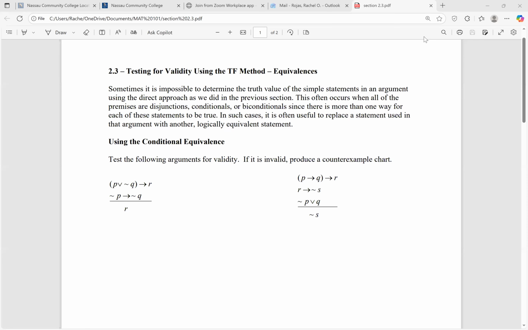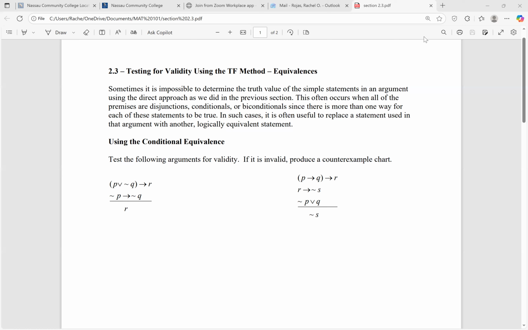In this video, we're going to cover section 2.3. We're still testing arguments for validity using the true-false method, but now we're going to incorporate equivalences. Sometimes it's not possible to determine the truth value of our simple statements in an argument using the direct approach like we did in the previous video. This happens when all of the premises are disjunctions, conditionals, or biconditionals, since for each of those, there's more than one way for each of these statements to be true.